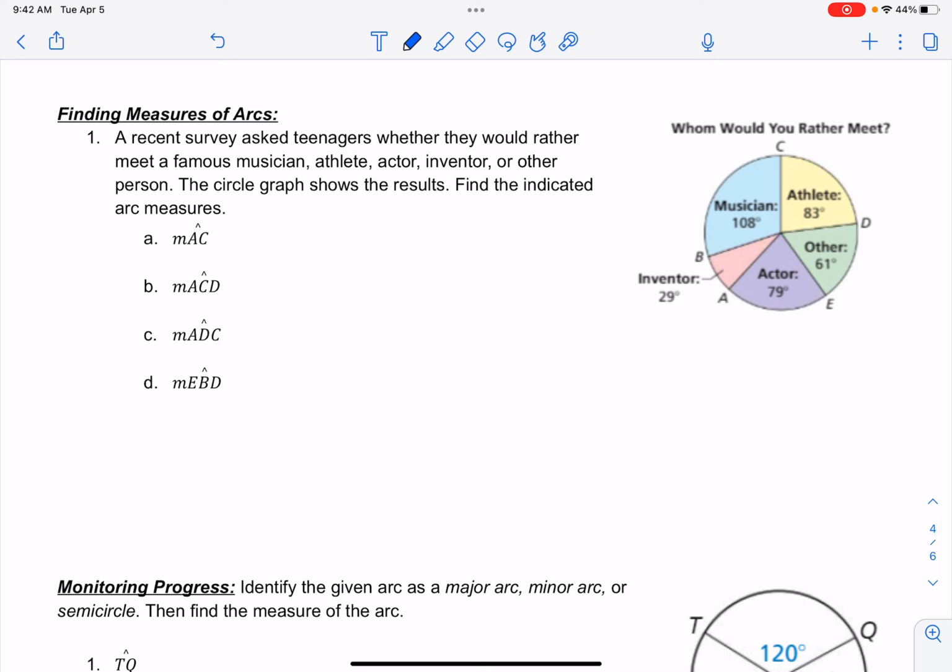When these problems come up, you'll see that little m. Remember, that just means the measure of. So we are trying to find the measure of arc AC. So A to C. Remember, if there's only 2 points, it's a minor arc. That means it has to be less than 180. So that's why I went this way as opposed to going down and to the right and up to C, because that's obviously going to be more than 180. So we just do 108 plus 29, and that gives us 137.